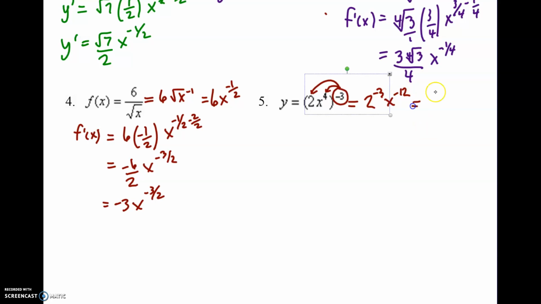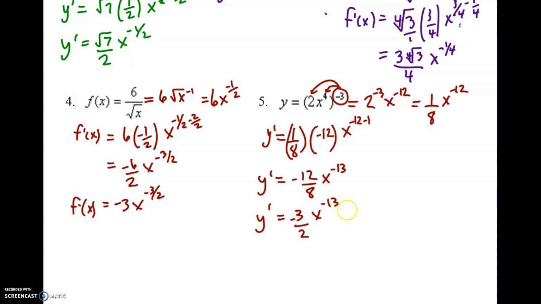Okay, and then that equals 2 to the power of negative 3. Well, the negative makes it reciprocate. 2 to the power of 3, that is 8. 2 times 2 times 2 times x to the negative 12th. And here now we see we've got our a, we've got an x, and the variable n. And now we can differentiate that. Okay, and here's the answer of y prime.